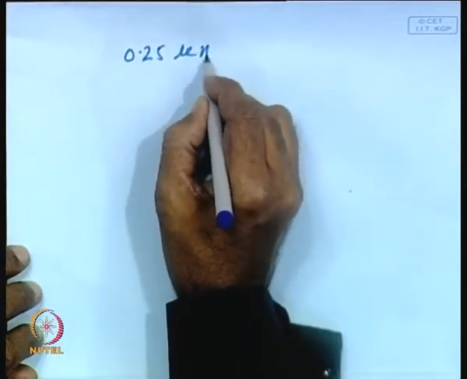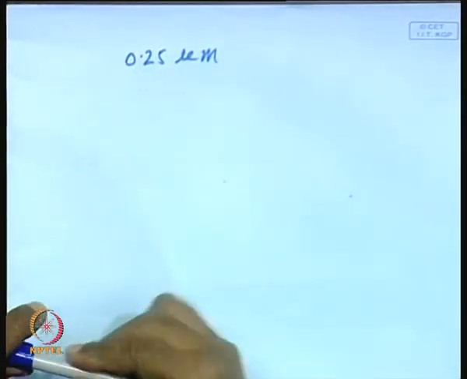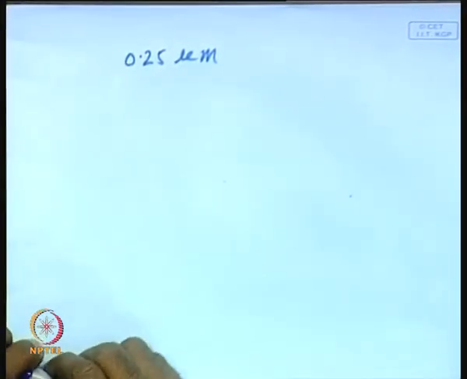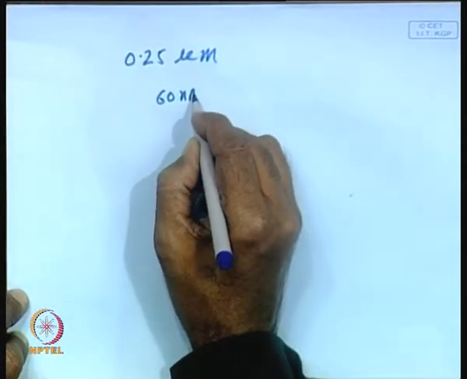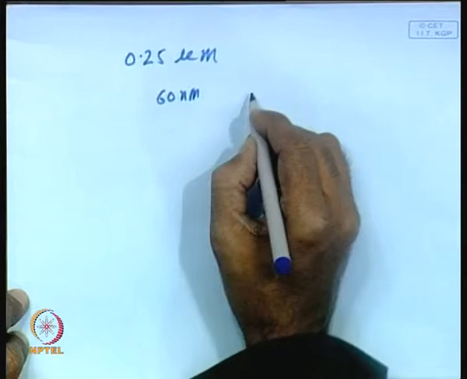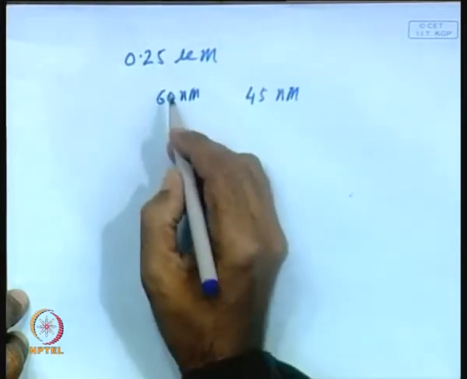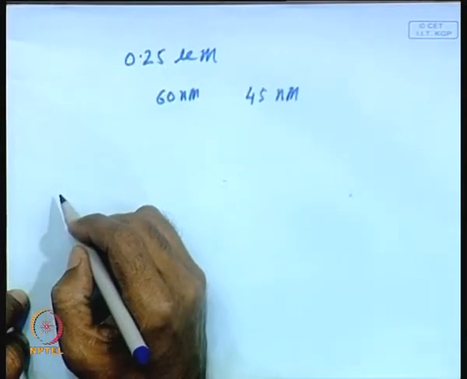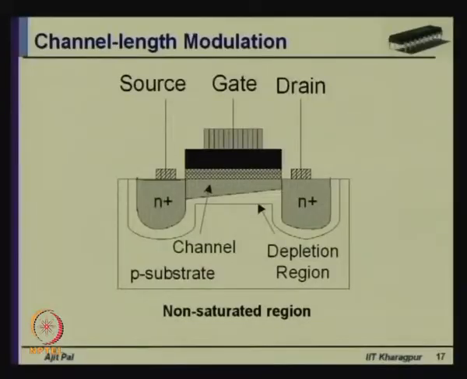When the channel length is say 0.25 micron, then this variation is so small that we do not really bother about it, but whenever we are considering say 60 nanometer or say 45 nanometer technology instead of 250 nanometer technology, then this channel length variation becomes visible, and it cannot be neglected any longer. First we shall show you why this variation takes place.